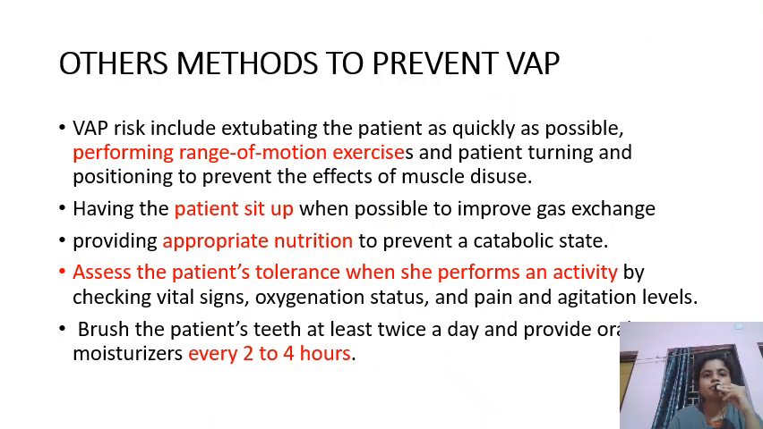Other methods to prevent VAP include performing range of motion exercises and changing the patient position every 2 hours so that muscle disuse can be prevented. Patient sit-ups should be done to improve gaseous exchange. Appropriate nutrition should be given to prevent the catabolic state, and assess the patient's tolerance when performing an activity by checking vital signs, oxygenation status, and pain and agitation levels. If the patient is getting mobilized, check the vitals of the patient while doing so. And brush the patient's teeth at least twice a day and provide oral moisturizers every 2 to 4 hours if possible.